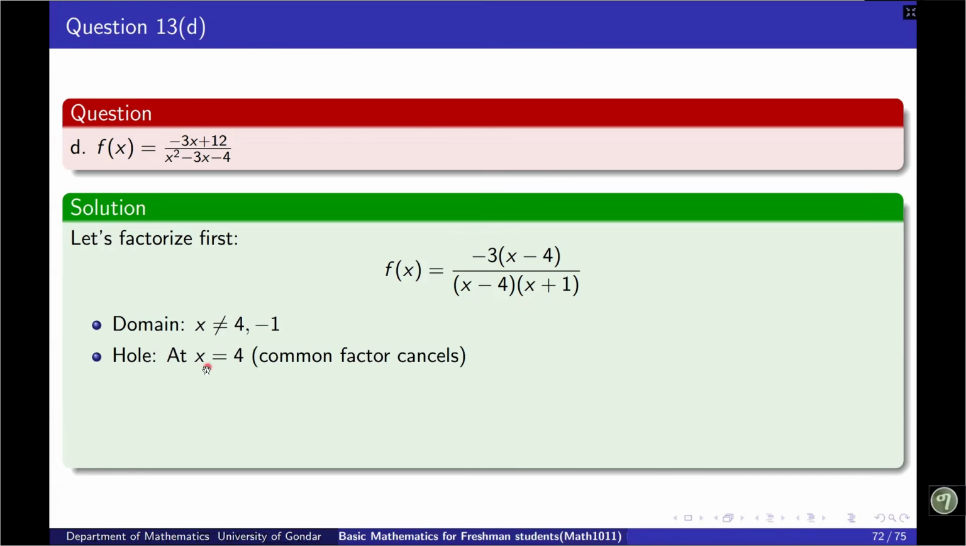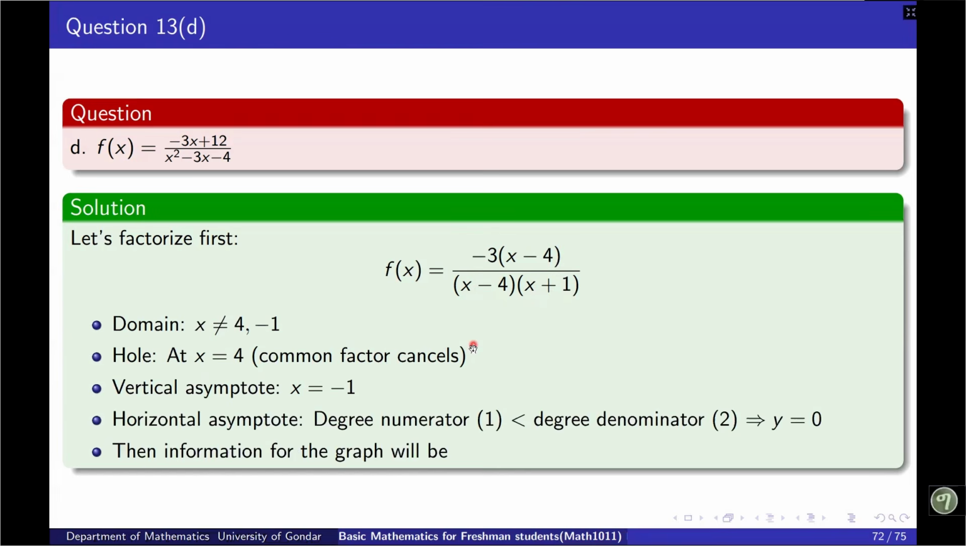And there is a hole at x equals 4 because it is removable. A common factor can be cancelled. A vertical asymptote is x equals negative 1. That is the point at which the function is undefined. And the horizontal asymptote: since the degree of the numerator is less than the degree of the denominator, the horizontal axis, which is y equals 0, or the x-axis, is the horizontal asymptote for the graph of this rational function.